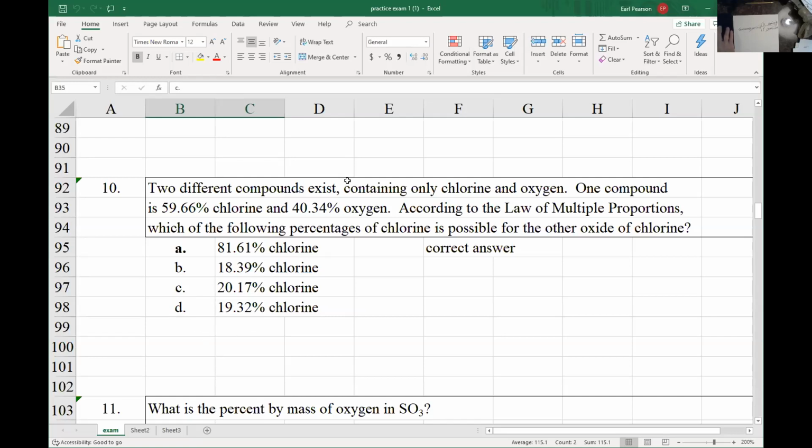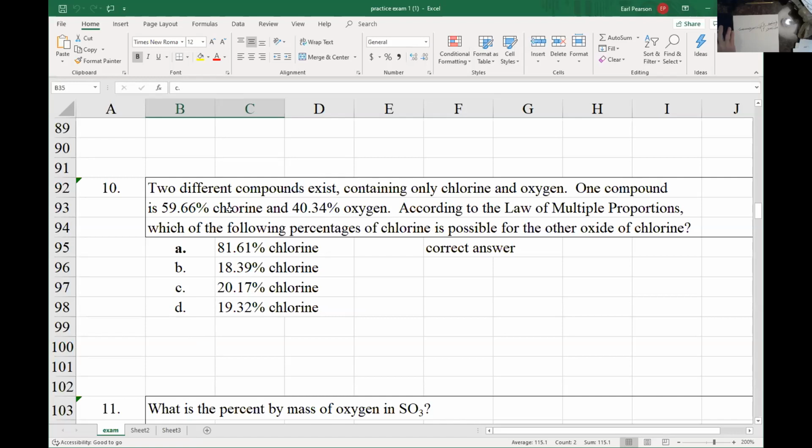Okay, two different compounds exist containing only chlorine and oxygen. One compound is 59.66% chlorine and 40.34% oxygen. According to the law of multiple proportions, which of the following percentages is possible for another oxide of chlorine?